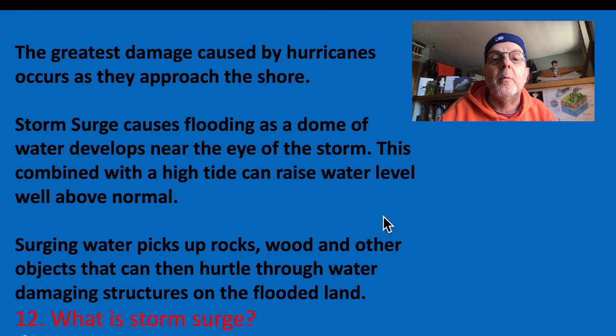The greatest damage caused by hurricanes happens as they approach the shore, which just makes sense. Storm surge causes flooding as the dome of water develops near the eye of the storm. This, combined with a high tide, can raise water level well above normal. Surging water can pick up rocks, boulders, wood, objects, cars, and hurtle them through the water, which then crashes into your house, and that's not very nice. Can move tons of sand. So then that's number 12.